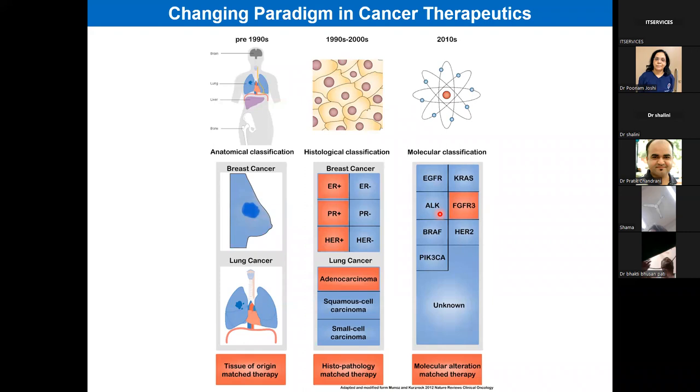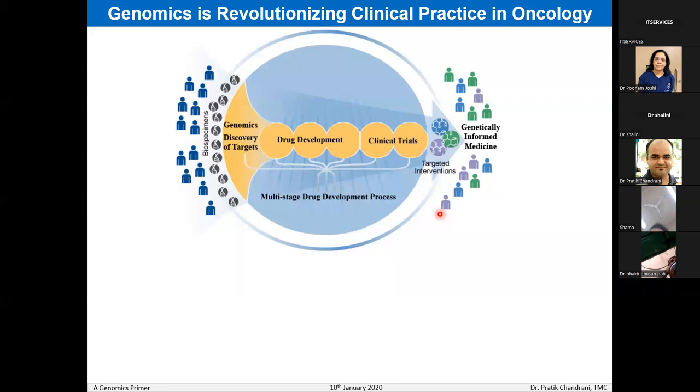Now, how exactly are all these molecular classes identified and how are they brought to the clinics? I mean, we know this is a very basic introduction. We start with a cohort of patients in which we perform genomic analysis to find out, discover therapeutic targets. After making the discovery of these therapeutic targets, we go through preclinical stages of development, wherein we use preclinical models or cell lines to validate the findings. Then it goes to the clinical trials, and then we have a genomically informed medicine.